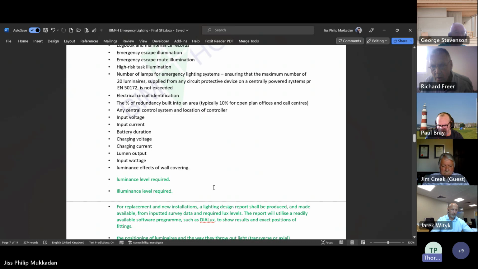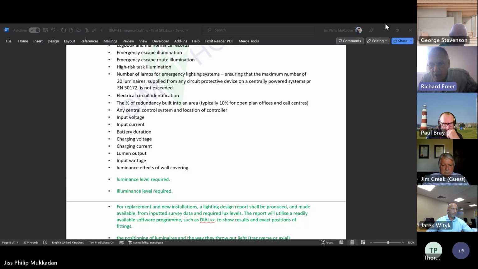You also have a new classification that's effectively stay put lighting. And that is a level of light that says if the electricity supply fails, but you don't need to evacuate the building, how much light do you need so you can stay safely? And that will be in the new standard. So the information required would be how much light was needed.